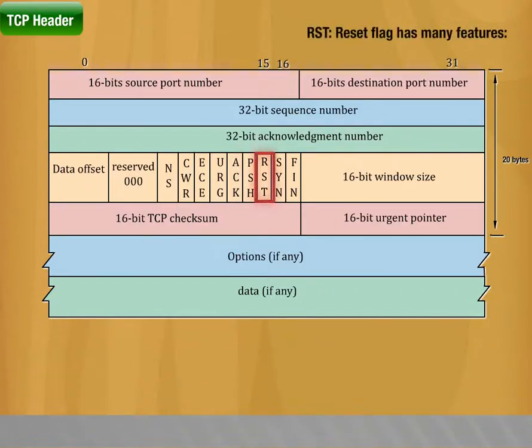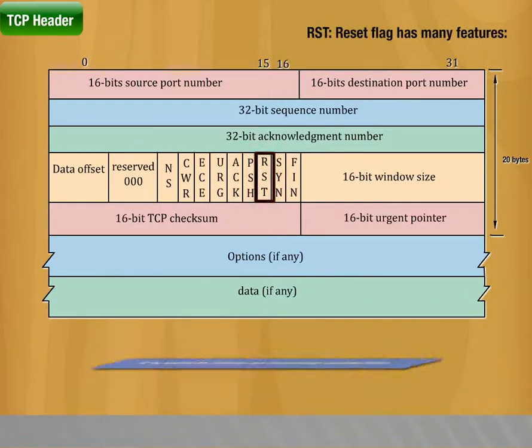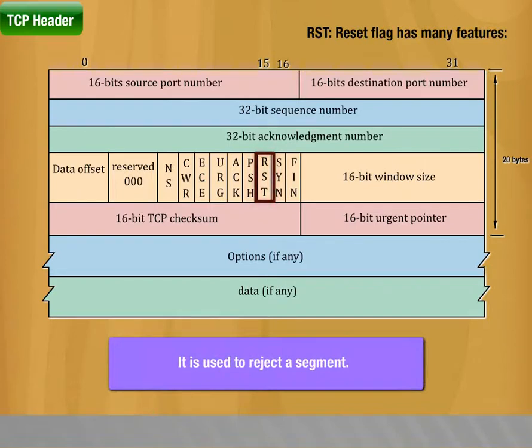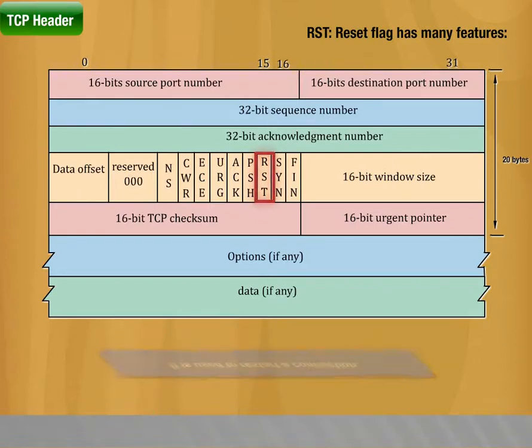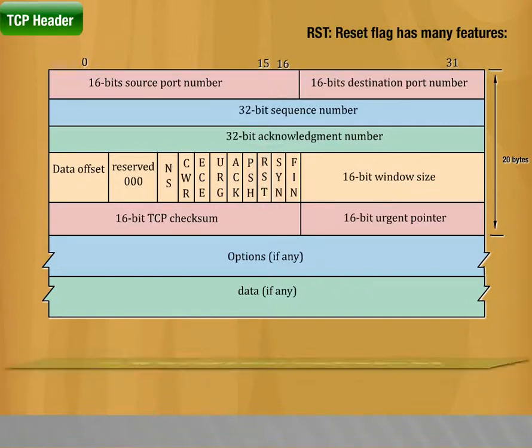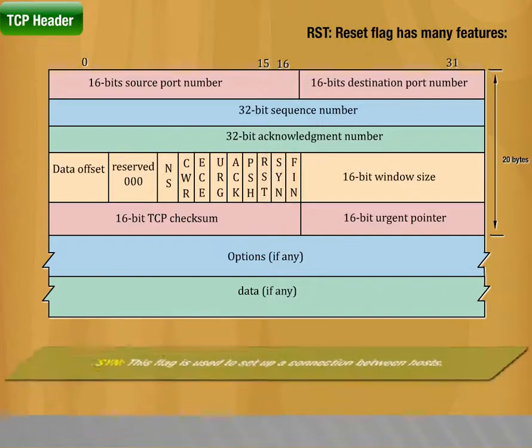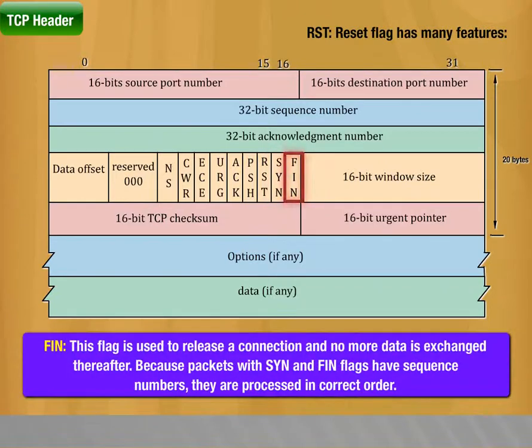RST, reset flag, has many features. It is used to refuse an incoming connection. It is used to reject a segment. It is used to restart a connection. SYN: this flag is used to set up a connection between hosts. FIN: this flag is used to release a connection and no more data is exchanged thereafter. Because packets with SYN and FIN flags have sequence numbers, they are processed in correct order.